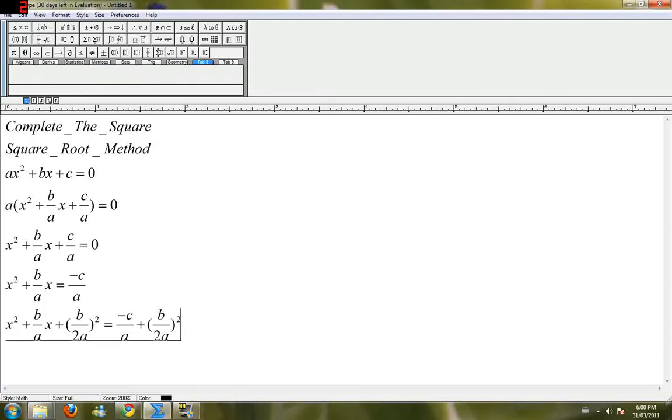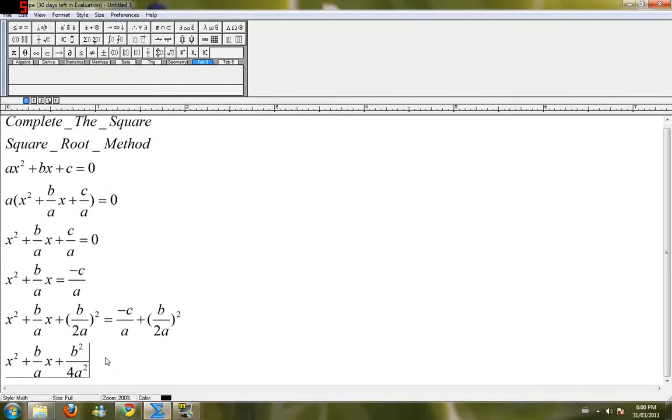Next step is we actually want to make this a little bit simpler for ourselves. So we write x squared plus b over a x plus b squared over 4a squared, because (2a) squared is 4 times a times a, or 2 times 2 times a times a, so it's 4a squared. And we're going to say that it's equal to negative c over a plus b squared over 4a squared.